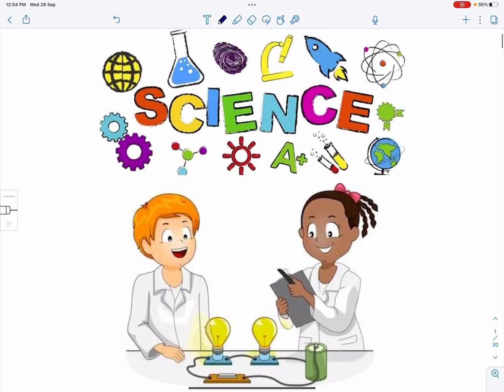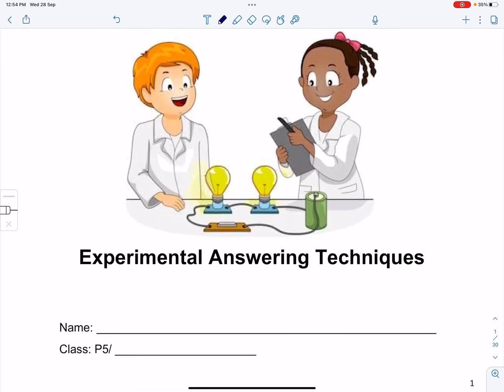We'll be going through your experimental answering techniques. So what exactly is this booklet about? This booklet is basically a summary of all the various types of questions related to experimental questions.